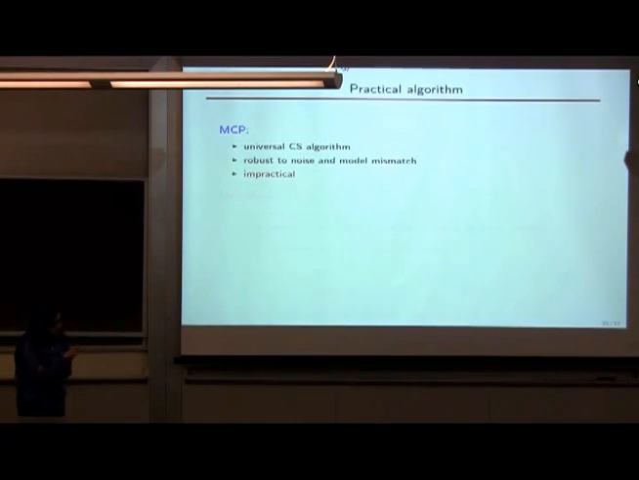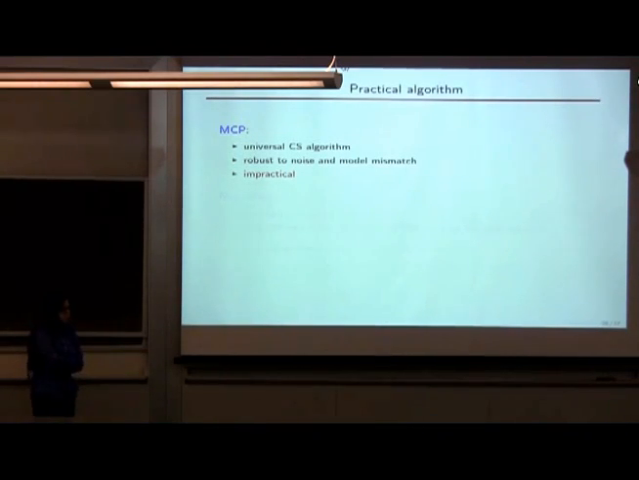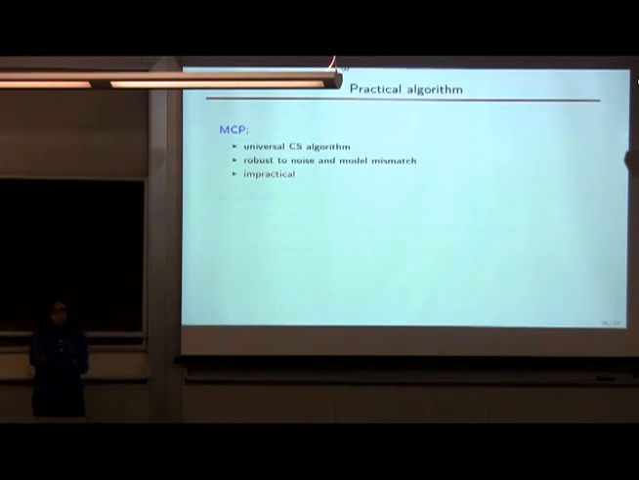So I talked about MCP. It's a universal compressed sensing algorithm. It's robust to noise. I showed Gaussian noise here, but we can prove it's also robust to model mismatch and so on. But it's not practical. You can't implement this algorithm. It's just a theoretical algorithm that proves universal schemes exist for signal recovery.